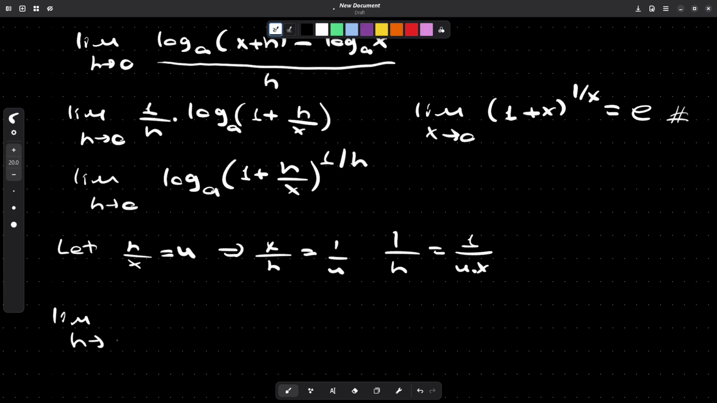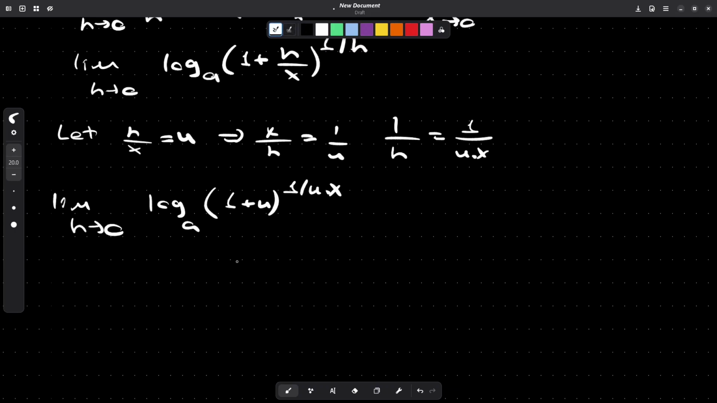Limit as h approaches 0, log base a of 1 plus u, to the power of 1 over u times x. Instead of 1 over u multiplied with x, I want to write h over x for u. So this is equal to x over h multiplied with 1 over x.